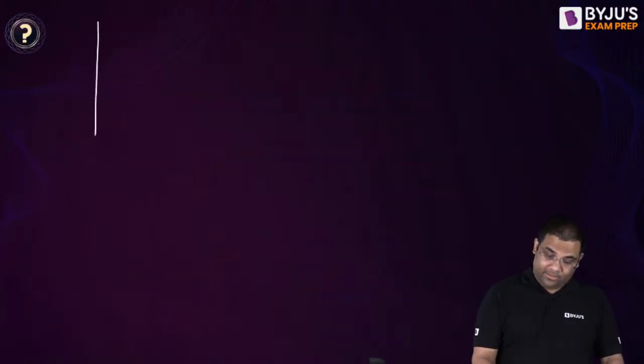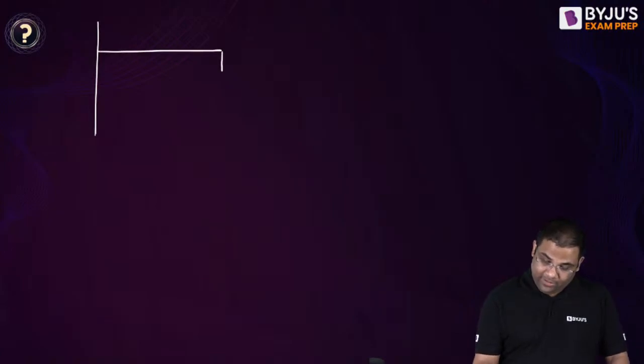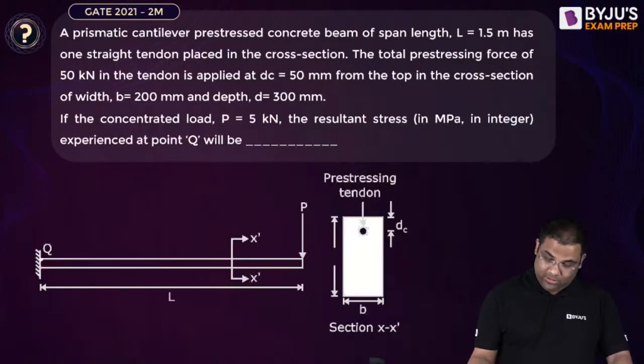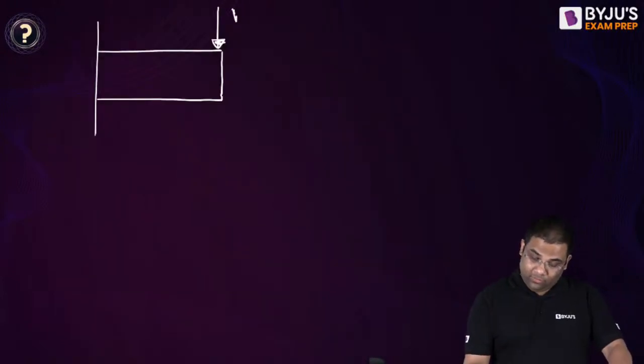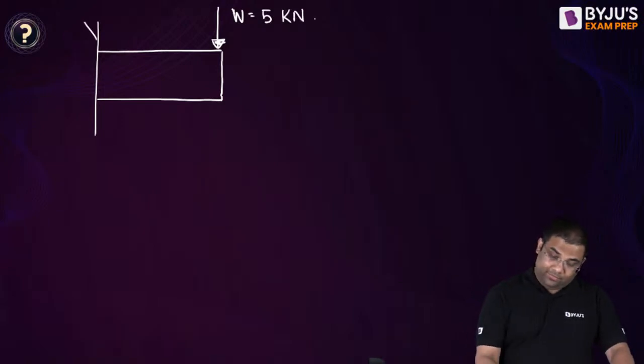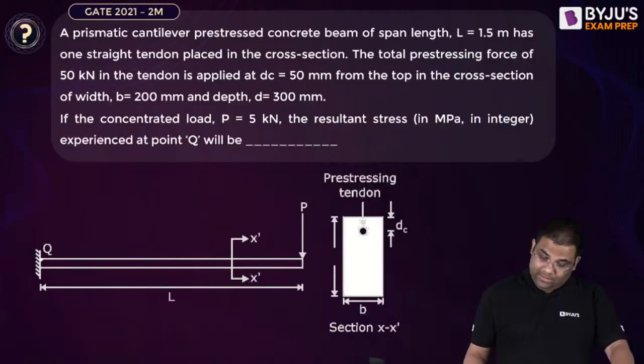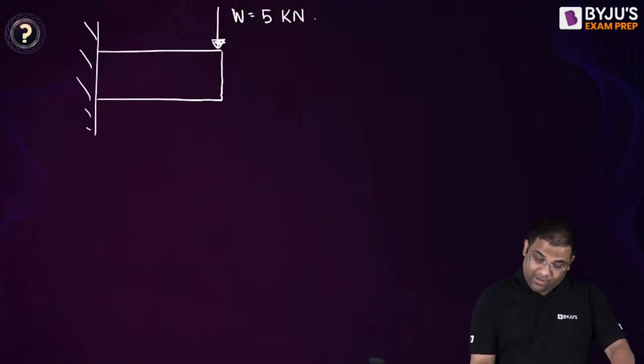Okay, I'll draw this. This is a cantilever beam and it is pre-stressed. The load is given here. This P is different from that P, the pre-stressing force, so let me name this as W. 5 kilonewton is acting, and the length is given as 1.5 meter.